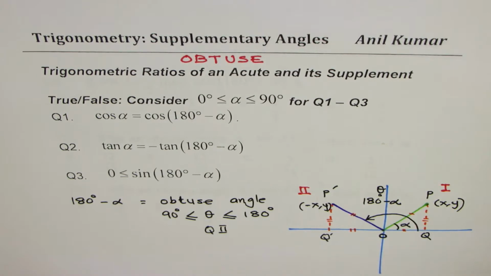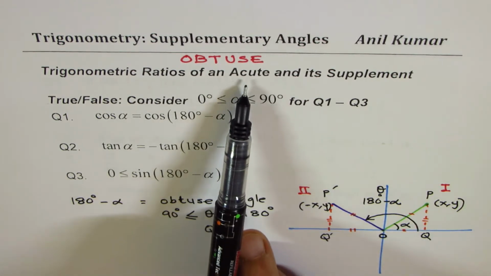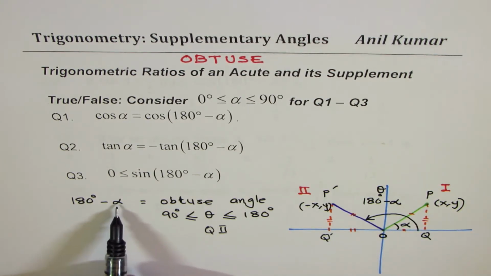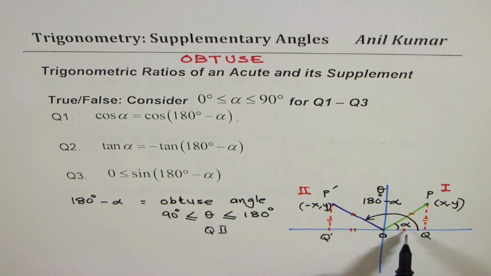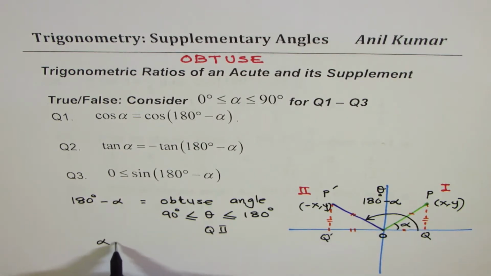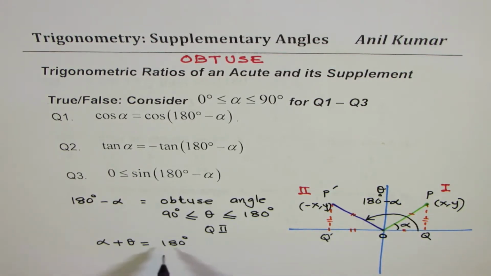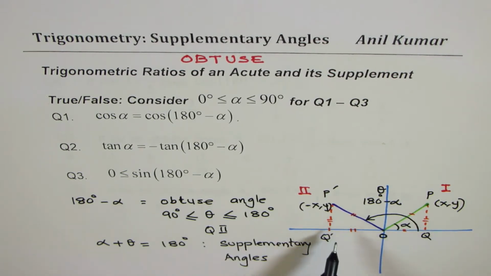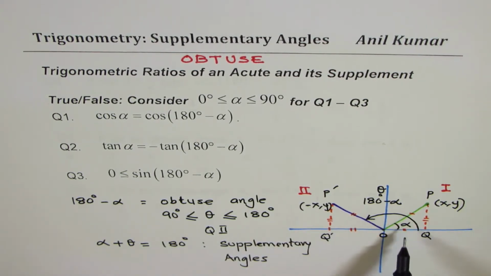So in this exercise, we will try to relate the acute angle with its supplementary. Supplementary angles, since 180 minus alpha, right? A straight line makes 180 degrees, so these 2 angles are supplementary angles. Since alpha plus theta is actually equal to 180 degrees, that forms supplementary angles. So I hope these terms are absolutely clear.